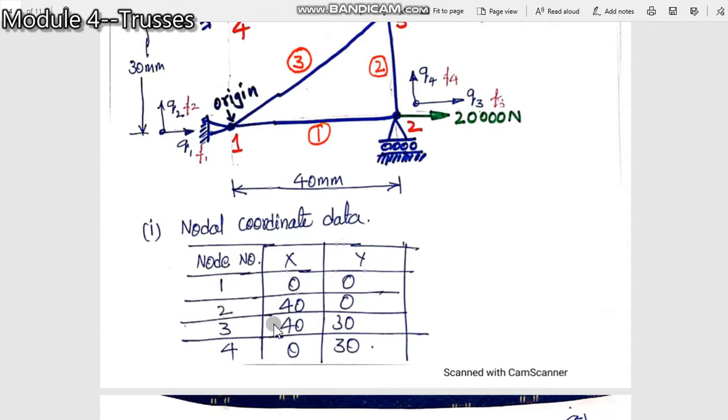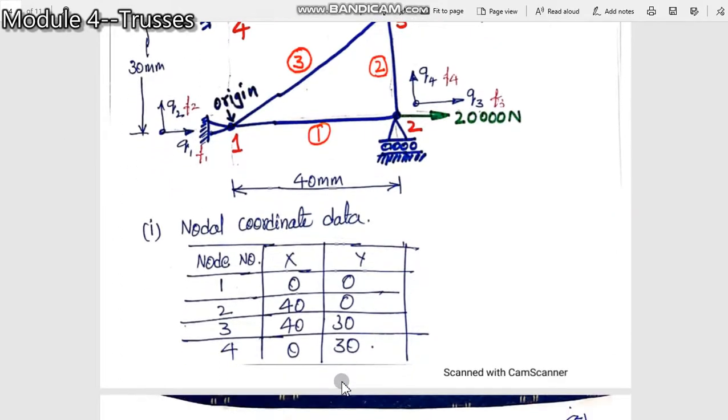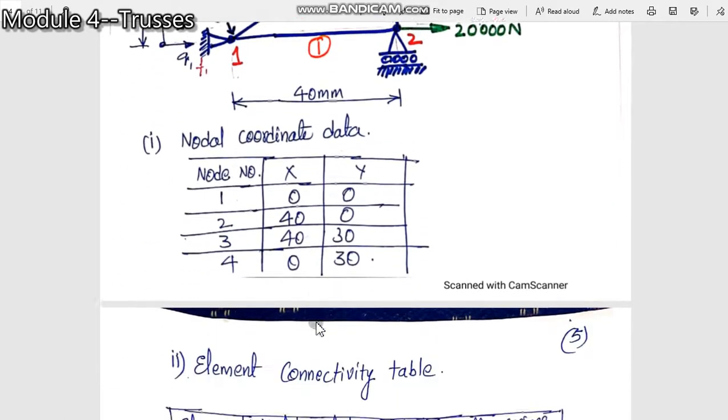There are 4 nodes. You note down the coordinates for all the nodes 1, 2, 3, 4. With the given data, I think you will be able to do that, because node 1 is taken as the origin, so it becomes 0, 0. With reference to that, you get 40, 0, 40, 30. So, this is the first step.